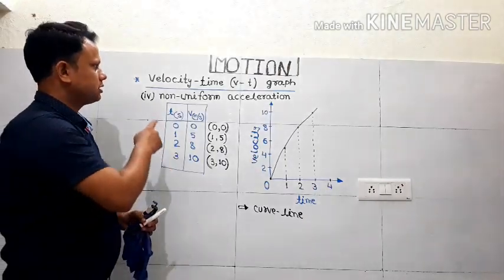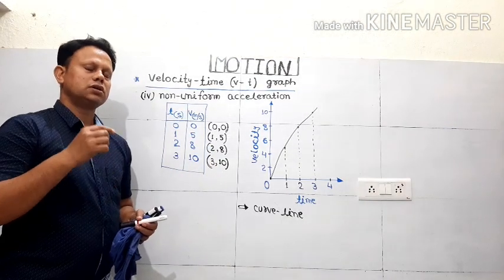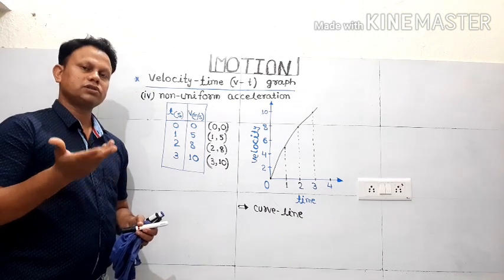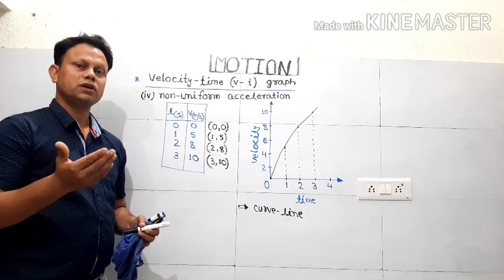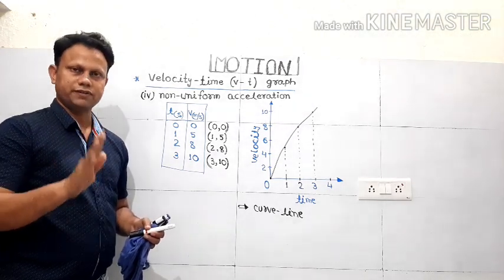Now, let us consider the velocity time graph for non-uniform acceleration, in which the value of acceleration for each interval of time will be different. So obviously it will affect the value of speed, and the increase or decrease in the speed will not be a fixed one.